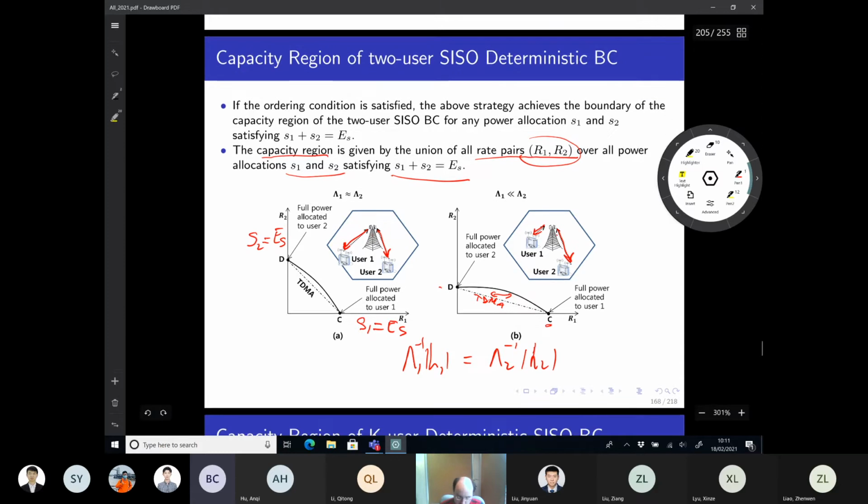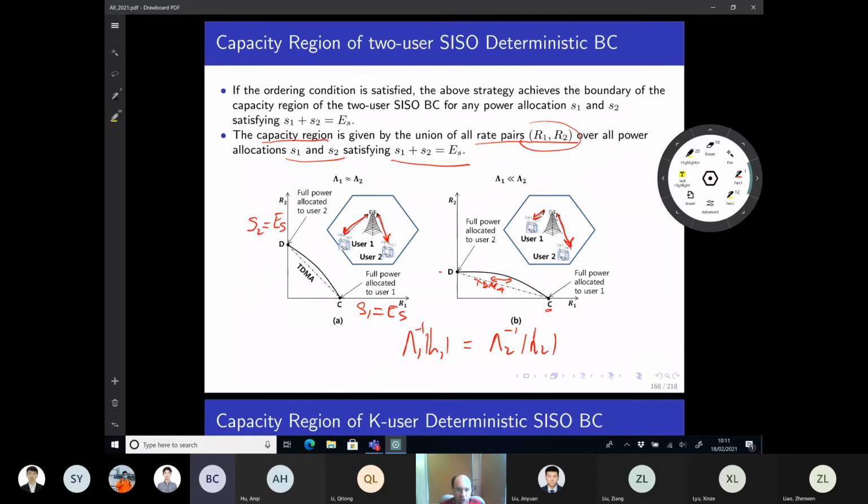Okay, so that means, in other words, doing superposition coding with successive interference cancellation, or NOMA, is useful whenever you have a disparity of channel strength. If you have no disparity of channel strength, the two channel gains are the same, those two users, TDMA is sufficient.